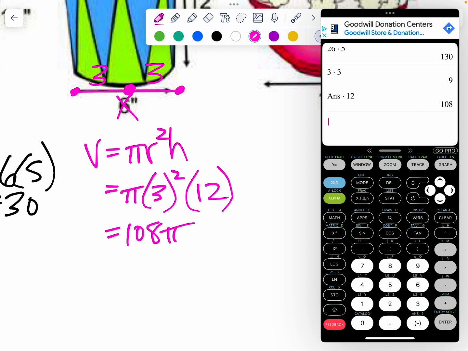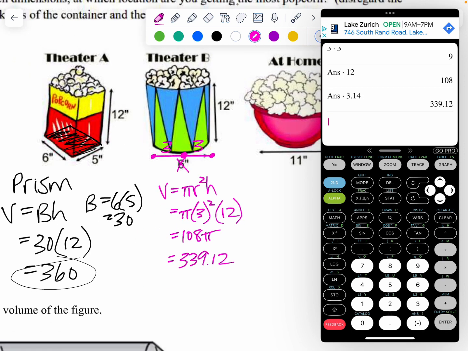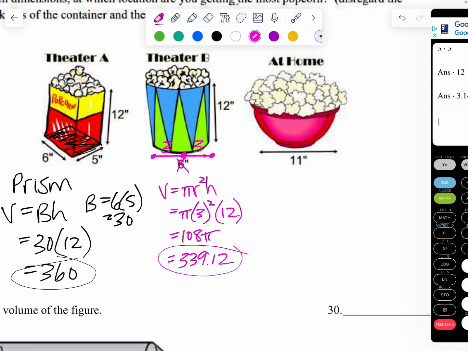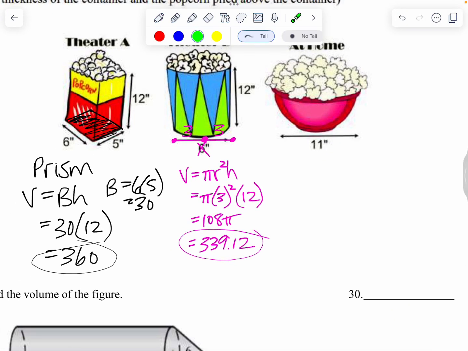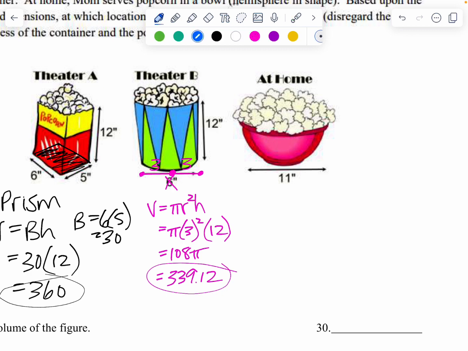And if I use 3.14 for pi, I get 339.12. Which one of these would I rather have? It seems like more popcorn can fit in this one than this one because the volume of this one is bigger. Let's check and see the hemisphere and see how that one compares.